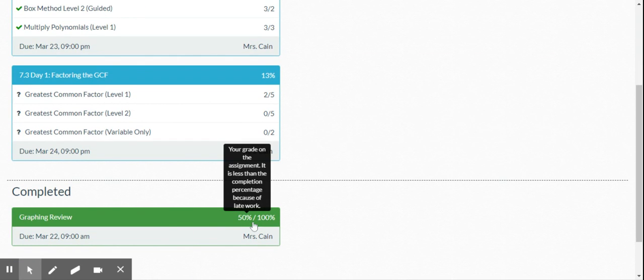Oh, I only got 50% on that. And that's because I turned it in late. Oopsie, my bad. So I probably should have a better score than that on my graphing problem, but that's because I was playing around with it and got it done late.